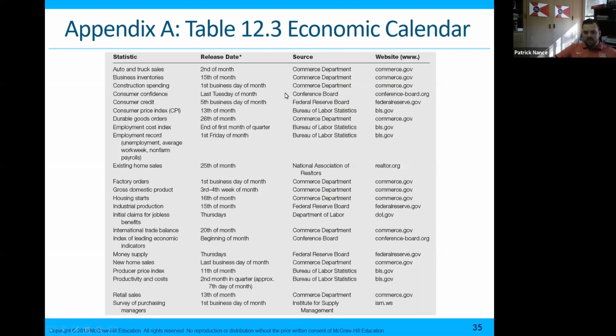So this is just a table of the different economic calendars. And that's it.